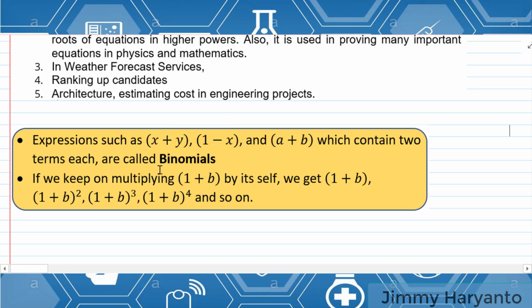Okay, if we keep multiplying 1 plus b by itself, we will get powers. 1 plus b times 1 plus b equals 1 plus b squared. 1 plus b times 1 plus b times 1 plus b becomes 1 plus b cubed. As we know, we can expand this expression. 1 plus b to the power of 4 we can also expand. Okay, talk about expanding binomial.